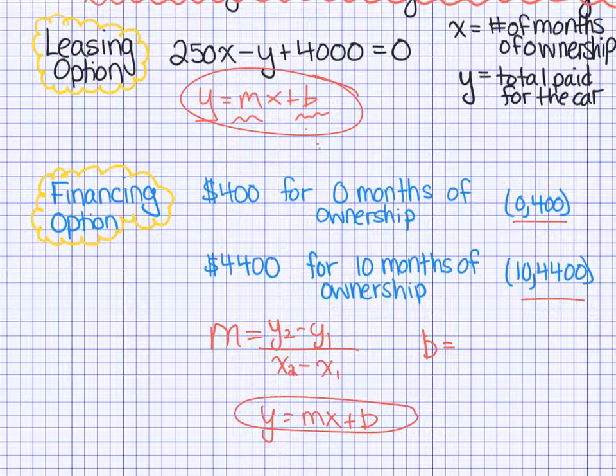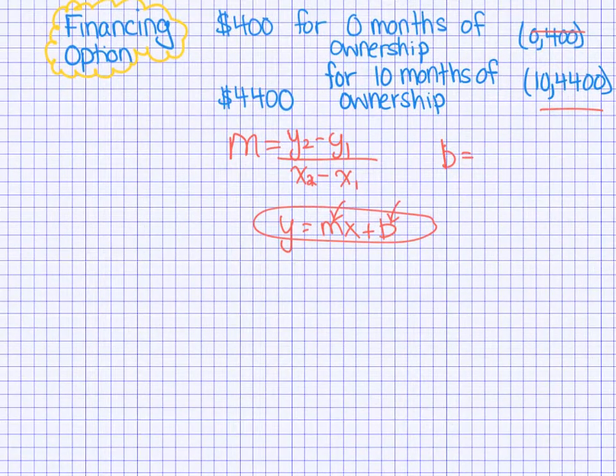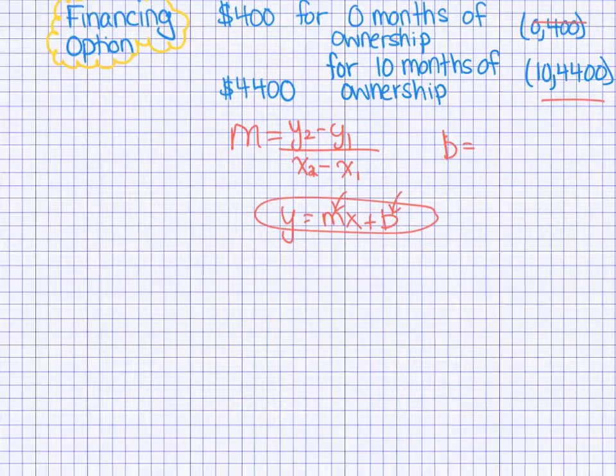You want to interpret again for this one what slope and y-intercept mean. They might be the same thing for both options, but you want to state what it means in terms of buying a car. Then it asks you to graph each equation by hand on the same set of axes and compare under what conditions you should use each option.